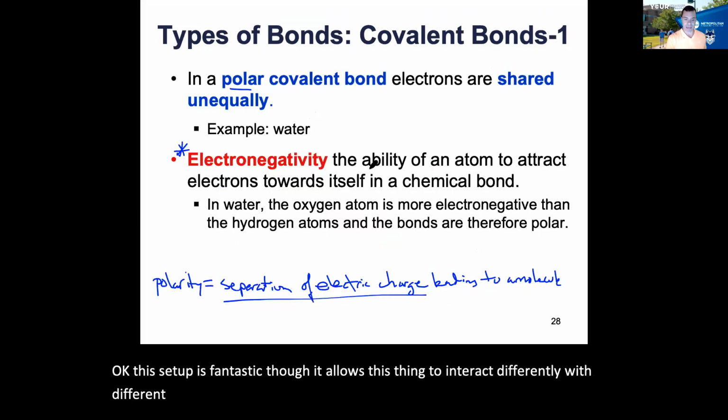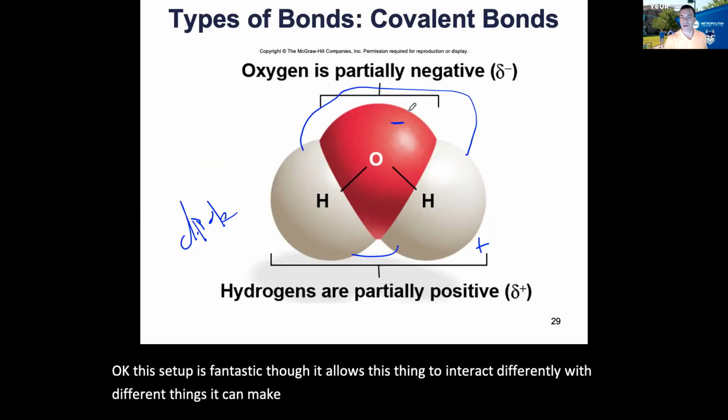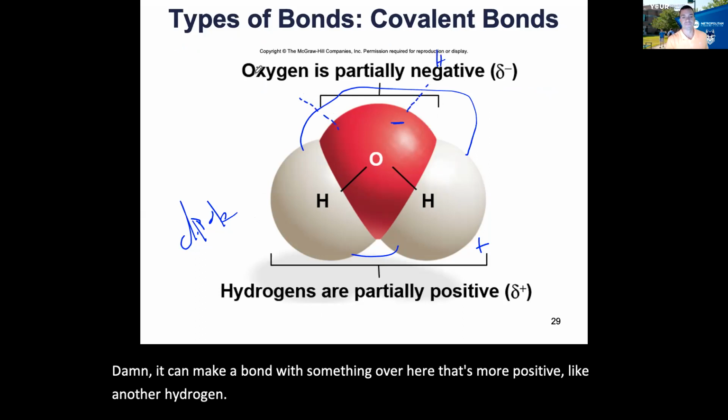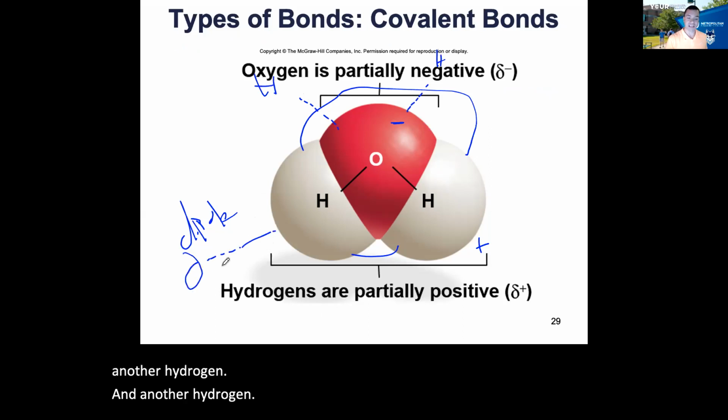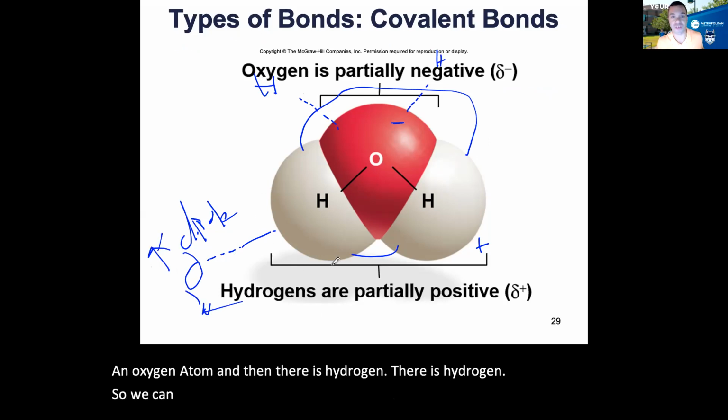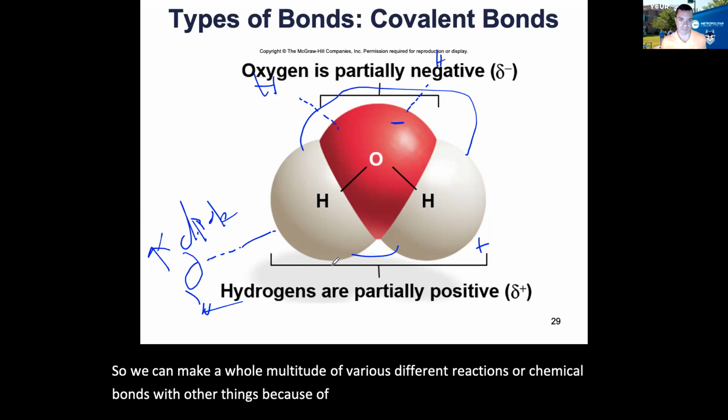It can make bonds. It can make, there we go, a bond with something over here that's more positive, like another hydrogen atom, and another hydrogen atom, and an oxygen atom. And then there's hydrogen and there's hydrogen. So it can make a whole multitude of various different reactions, or chemical bonds, with other things because of this non-equal sharing here.